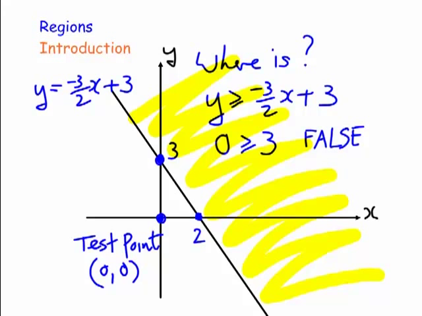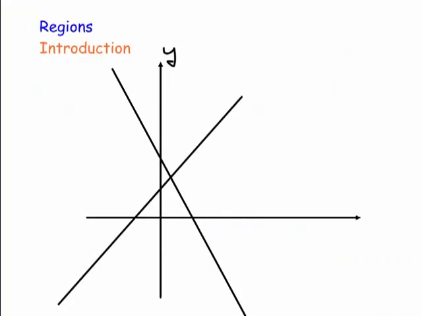Okay, let's actually have a look at another example. In this example we have two lines. We're actually going to look at the idea of what's called union and intersection. Sometimes the union is called or, and the intersection is called and.